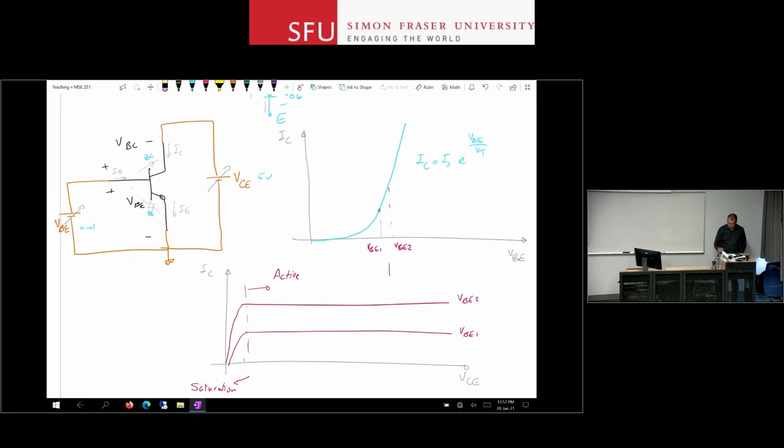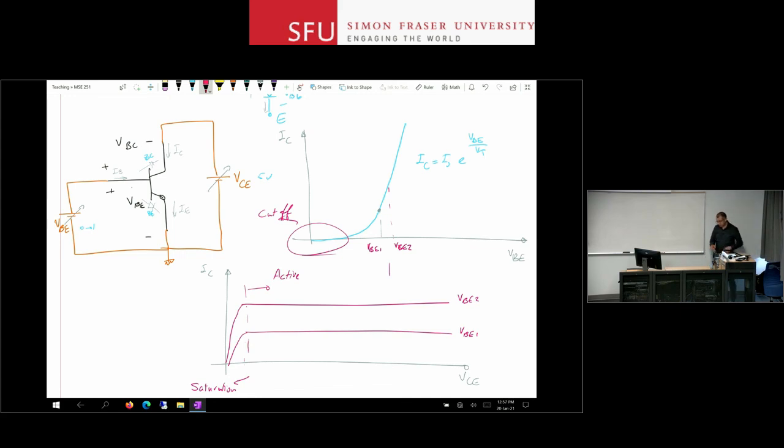And then if you want to talk about the cutoff region, it's over here. It's when your base emitter junction has not turned on, or even worse, it's reverse biased, and your base collector junction is also reverse biased. So that's where you will be in cutoff region. So this is cutoff. Your IC will be 0, your IB and IE will also be almost 0. And it's not needed, or it's not used in typical electronic circuits.